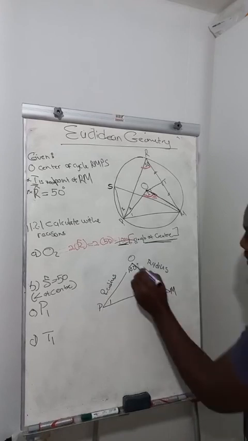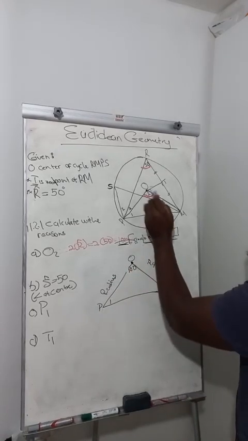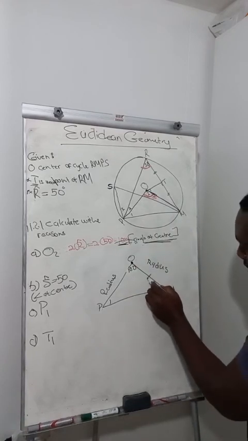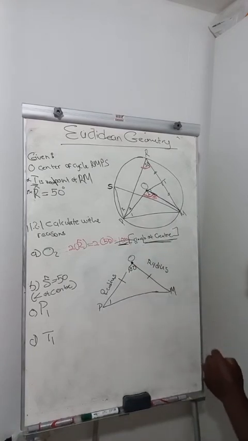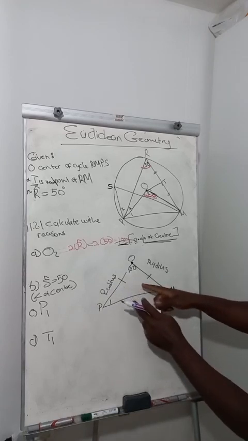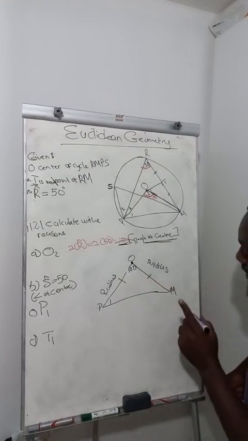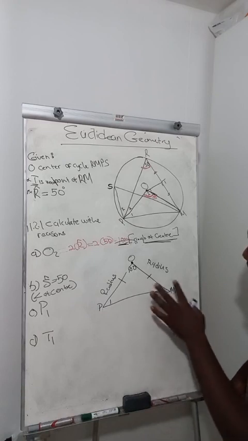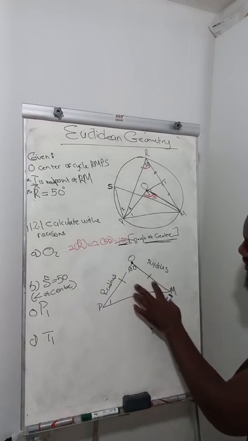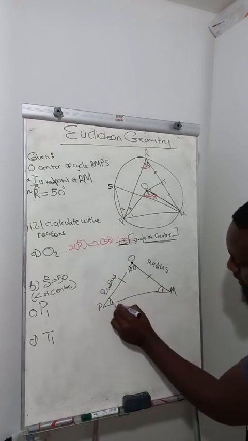Why are we saying that? Because this is the center, which is here. So this side is equal to this side. If these two sides are equal, what type of triangle is this one? I think this is an isosceles triangle. An isosceles triangle is one where two sides are equal, resulting in two angles being equal. So it will be this angle and this angle.